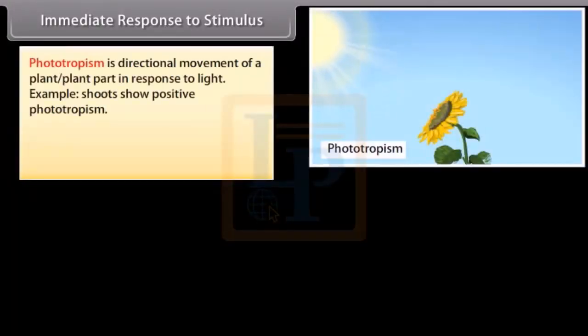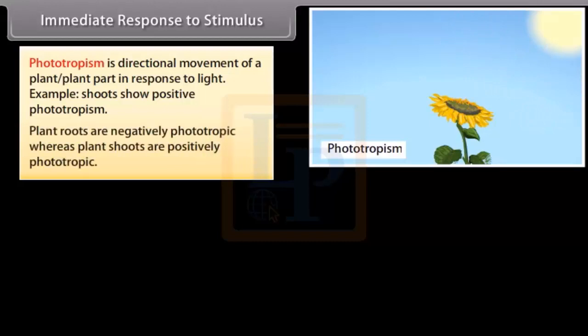Phototropism is directional movement of a plant part in response to light. Example: shoots show positive phototropism. Plant roots are negatively phototropic, whereas plant shoots are positively phototropic.